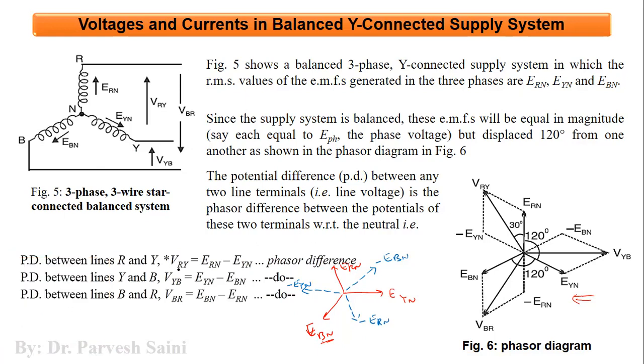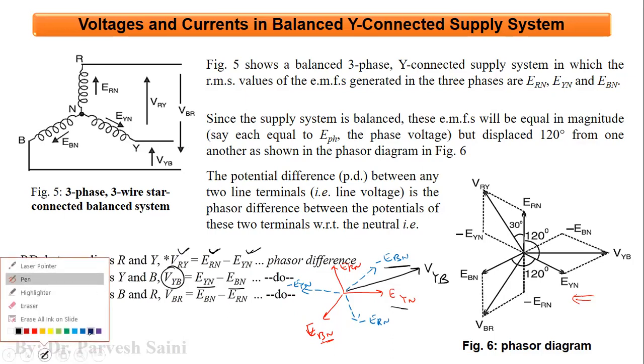Now, as we know that VYB is the resultant of EYN and EBN, minus EBN, right? So this is minus EBN, this is EYN, and the resultant is here. So this is your VYB, right? Similarly, the resultant of minus EYN and ERN is equal to VRY.